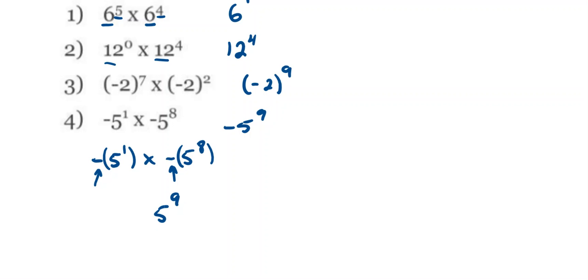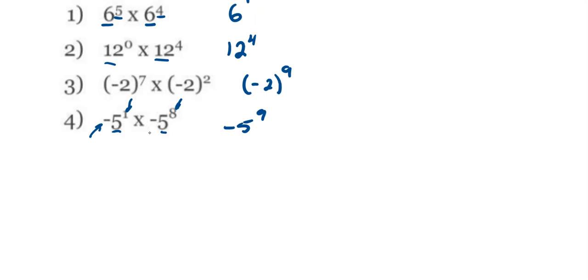Did you guys get that? It would have been different if there were brackets here. That would have been a base of -5 to the power of 9. This one is just the 5 to the power of 1 and the 5 to the power of 8, and then the negative is just tacked on the front.